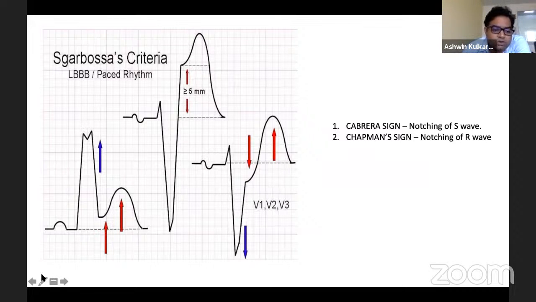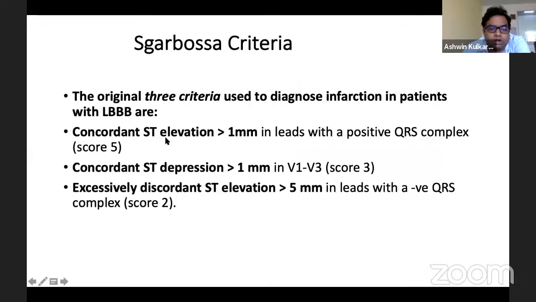So going back to the criteria, concordant ST elevation of more than 1 mm with positive QRS axis carries a score of 5. Concordant ST segment depression of more than 1 millimeter in V1 to V3 carries a score of 3. And excessively discordant ST segment elevation of more than 5 mm carries a score of 2. If the score is more than 3, it is called significant. So this is a very well-known criteria called Sgarbossa's criteria.